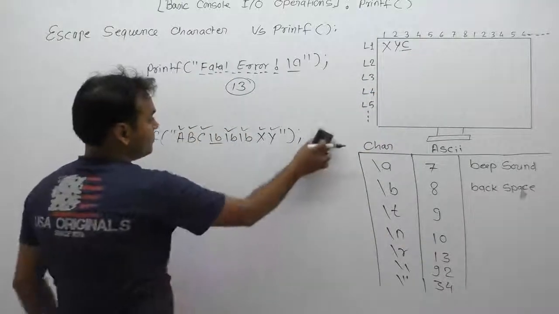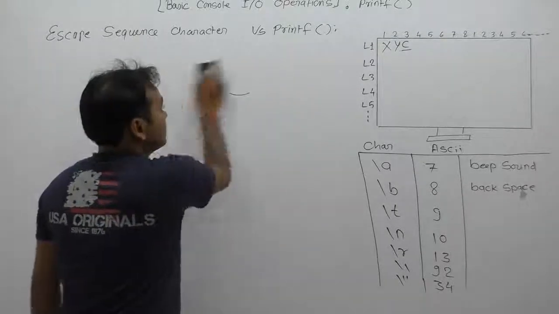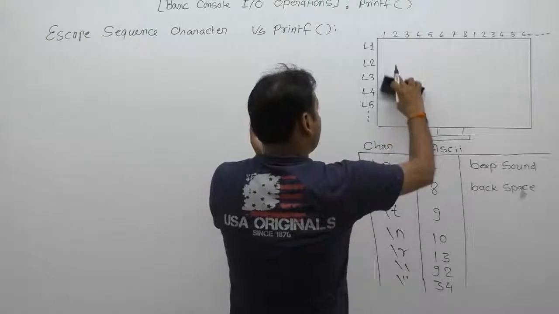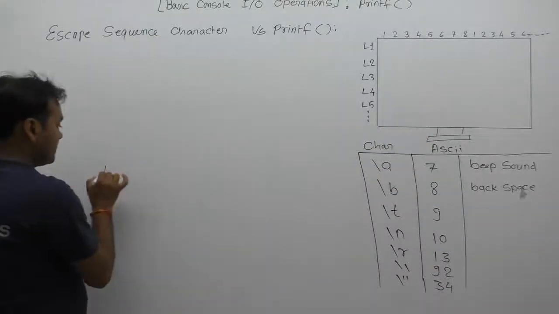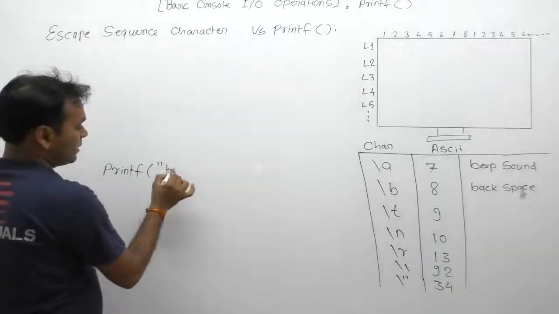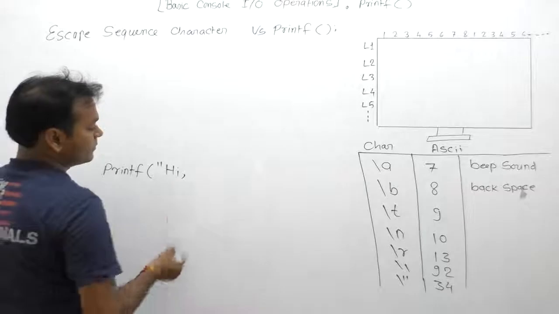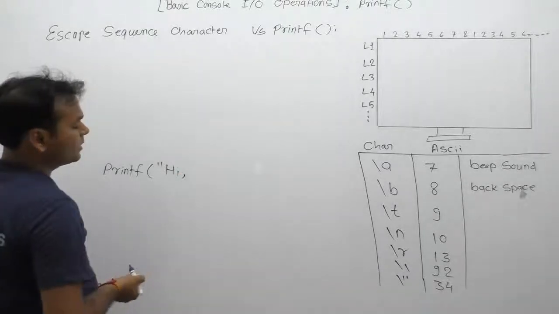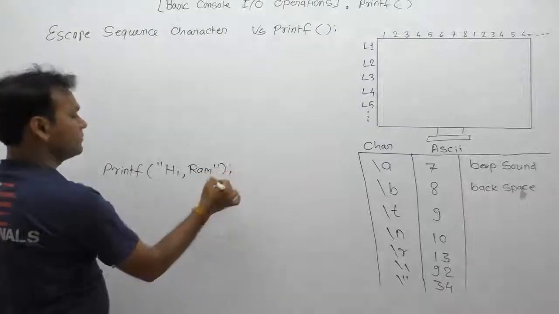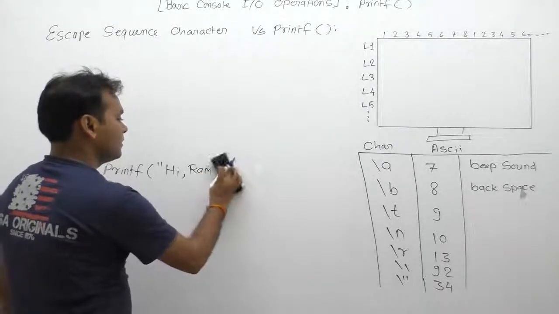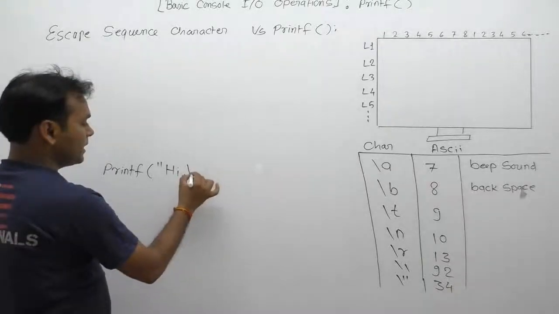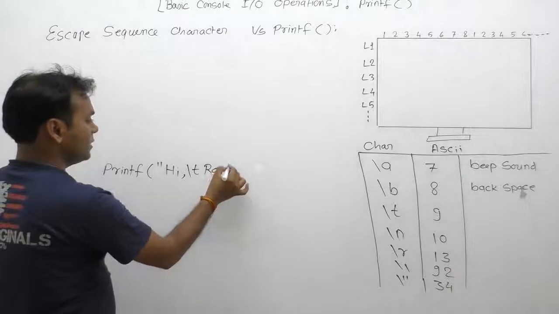Next one, slash T. What is the result of slash T? When we are writing some message in printf, hi, comma, the name of some person, for example Ram, like that. Before Ram, we are placing slash T, then finally the message to Ram.